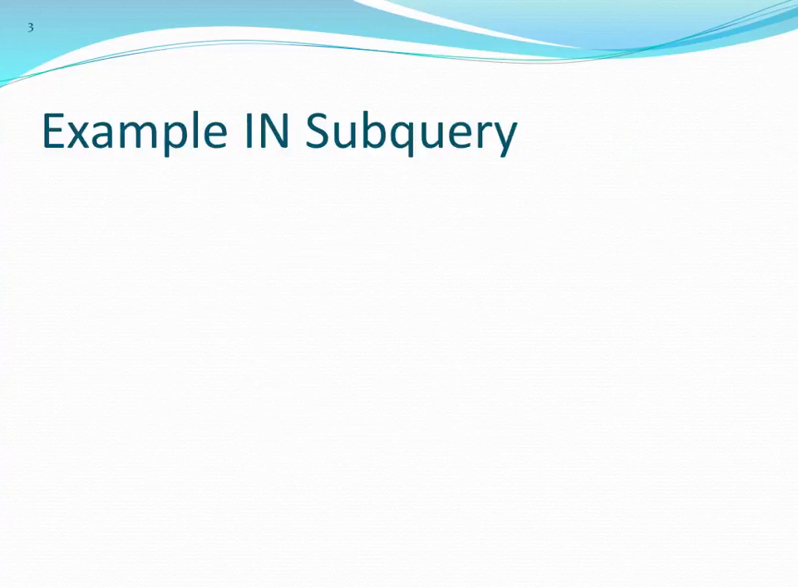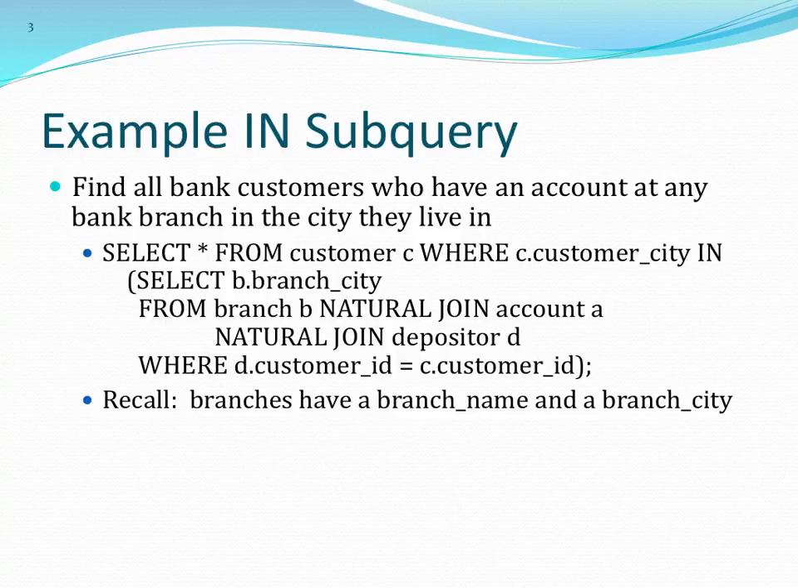So we introduced that last time, and I want to give you a couple examples just to show you that it works. And then when we get into planning and optimization, we'll actually talk about some of the more sophisticated things going on. This is the kind of query you might see on a homework assignment or an exam in CS121. Find all the bank customers who have an account at any bank branch in the city they live in. And just as a little reminder, remember that branches have a branch name and a branch city.